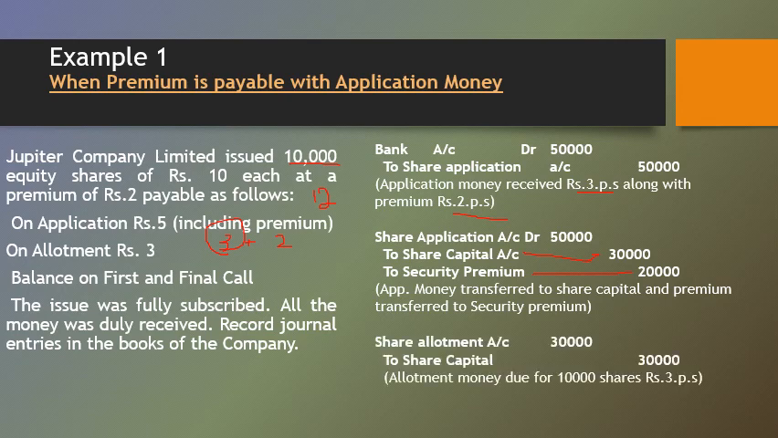Here, see, share allotment account to share capital, rupees 3 is to be paid on allotment. Then they will be receiving the allotment money, bank account to share allotment. Next they have to make the share first call or share final call. As all of you know this, I'm not doing that now. Then moving on.